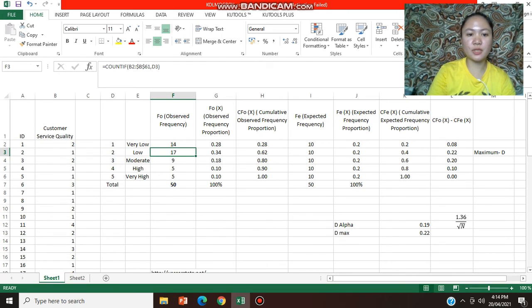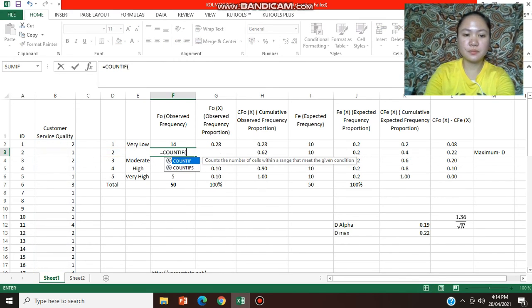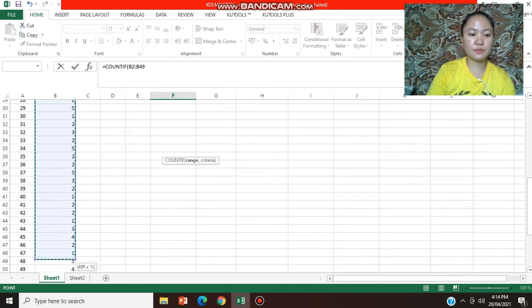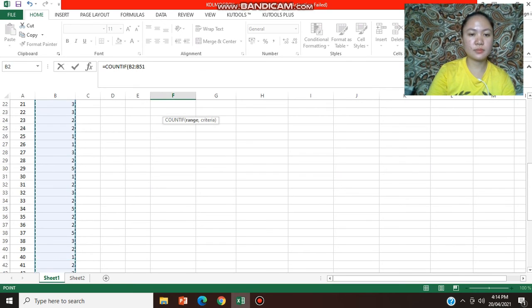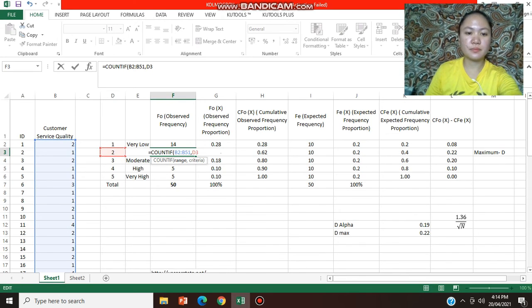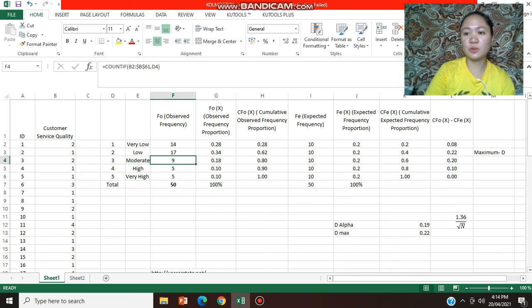Mao gihapon ang formula diri sa ikaduha. Equals COUNTIF, open parenthesis, ang range kaning diri ko to 50, comma, kaning low, then i-freeze na pud ni siya. Close parenthesis. Mao na yung answer, and so on and so forth. And there is high is 5 and very high 5, with a total of 50.